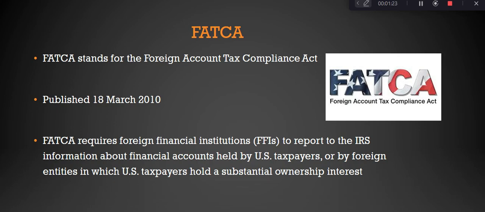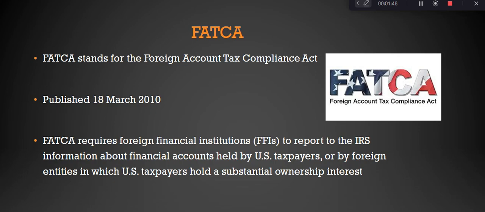So why was FATCA introduced? FATCA was introduced because many foreign nationals, US nationals, were having foreign accounts or foreign assets in different countries, and they were hiding their assets and income to avoid US taxation. US was losing money on tax, and hence to increase taxation, they introduced the FATCA Act.